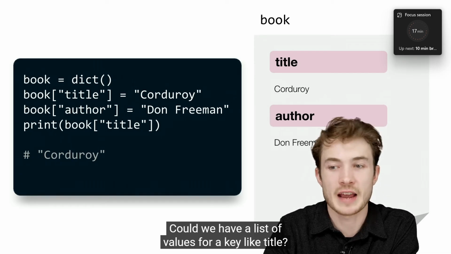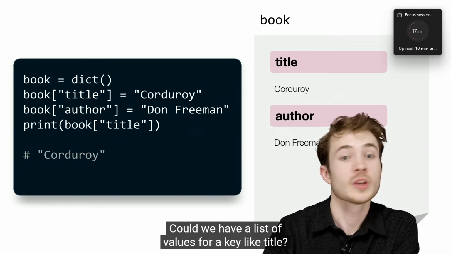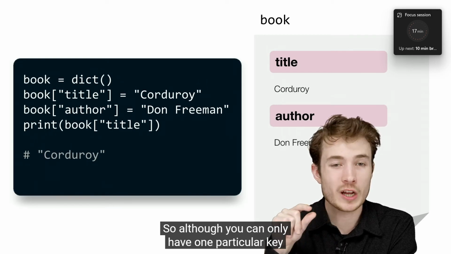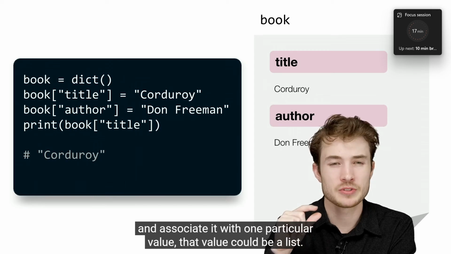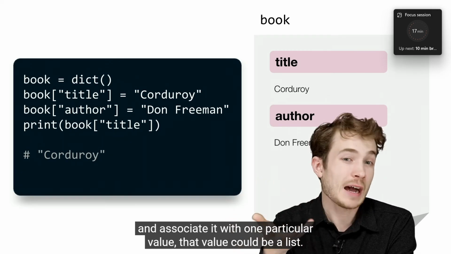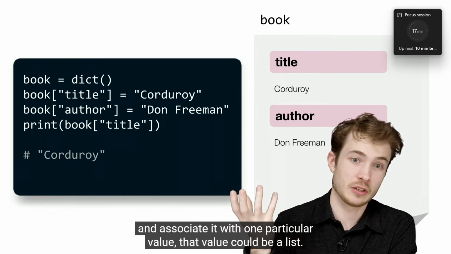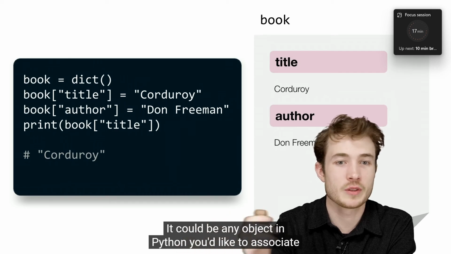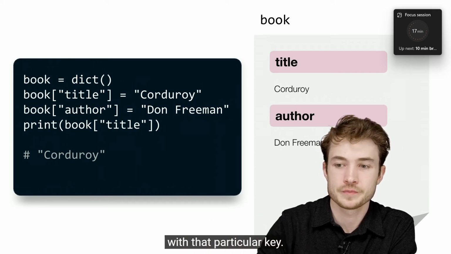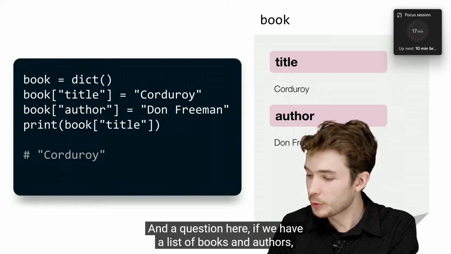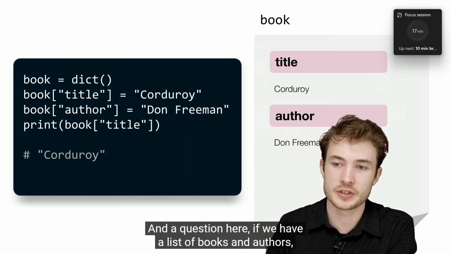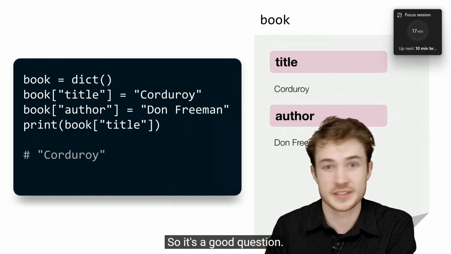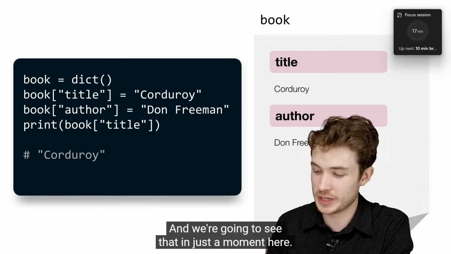Could we have a list of values for a key like title? We absolutely could. So although you can only have one particular key associated with one particular value, that value could be a list, it could be itself a dictionary, it could be any object in Python you'd like to associate with that particular key. And a question here, if we have a list of books and authors, how do we actually get that to work? It's a good question, and we're going to see that in just a moment here.